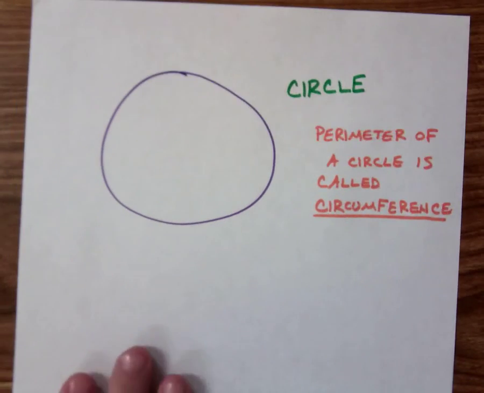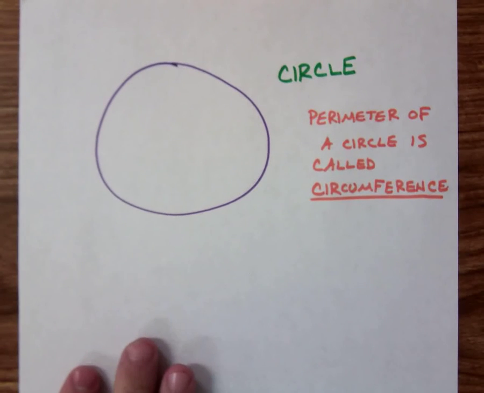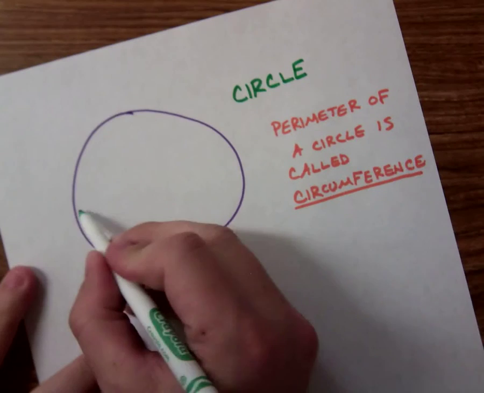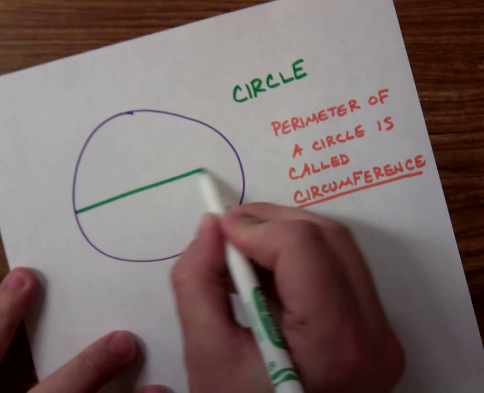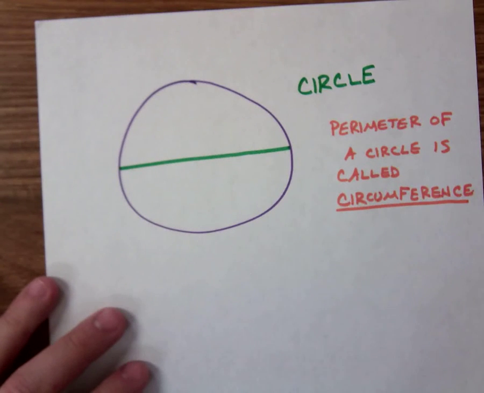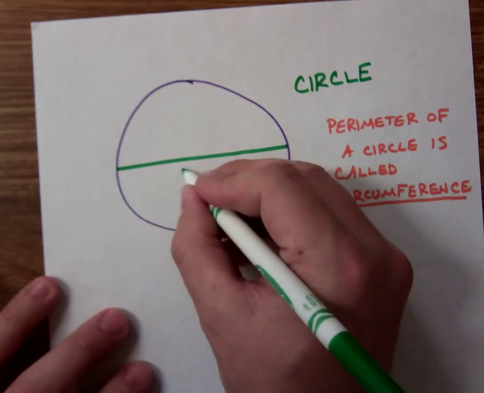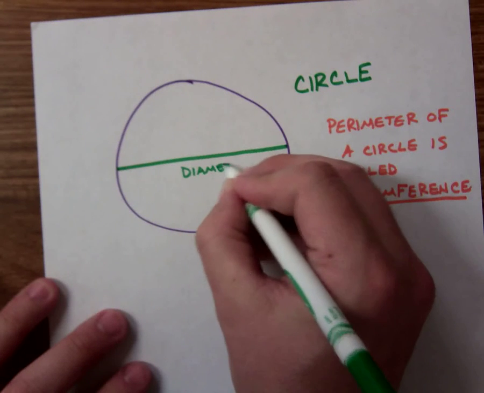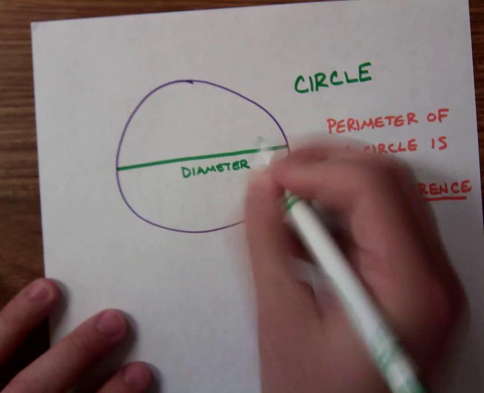Now, to calculate the circumference of a circle, you do have to have a little formula, which I'm going to show you in a second. But before I show you the formula, we have to know the name of some of the pieces of a circle. So I'm going to go ahead and label this circle with a couple of pieces. First, I'm going to draw a line going all the way through the center of the circle. Do you know what that line is called? That's called the diameter. The diameter is when you cut the circle in half.